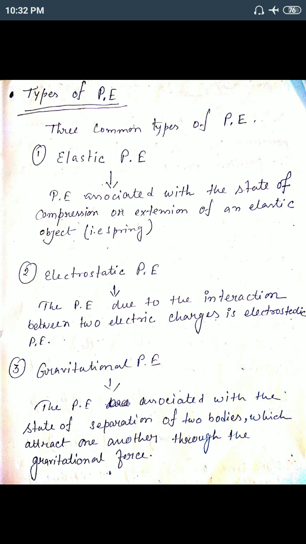Gravitational potential energy is the potential energy associated with the state of separation of two bodies which attract one another through the gravitational force. You know Newton's gravitational law, F equals G m1 m2 by r squared. The force of interaction between two objects is directly proportional to the product of their masses and inversely proportional to the square of the distance between them. So due to this separation of the bodies, an attractive force is applied through this gravitational force, and that is called potential energy.